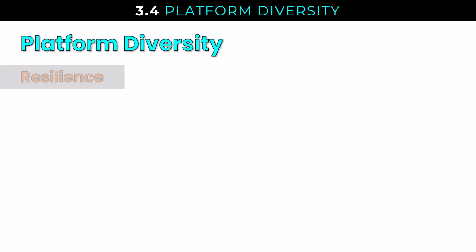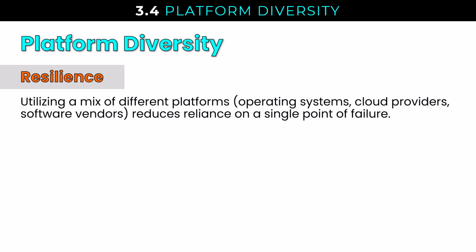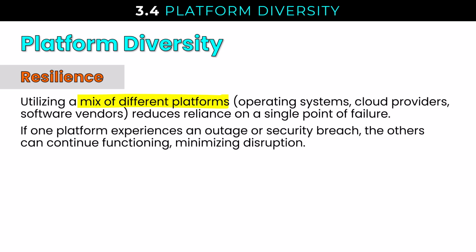So platform diversity very much mimics what we talked about with multi-cloud, but it focuses on utilizing a mix of different platforms. We're talking about operating systems, software vendors, cloud providers, so it's a broader strategy, right, that reduces reliance on any single point of failure, any single vendor. If one platform or provider experiences an outage or a security breach, the others continue functioning, minimizing disruption. And same sort of strategy.